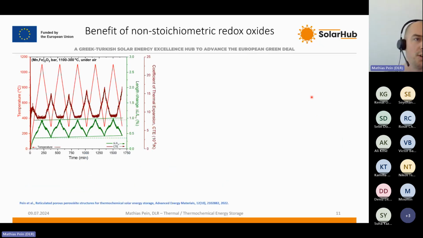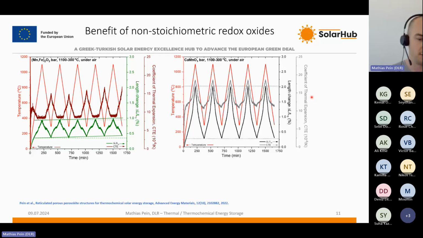And the same is also true for other stoichiometric redox oxides, such as manganese or iron oxide. Although having a lower expansion per cycle, they still suffer from the same issue. So eventually they will degrade much faster than non-stoichiometric oxides, such as calcium manganese oxide, which is a perovskite material, and I will introduce you to the material class of perovskites in just a couple of seconds. But I want to draw your attention to the length change here per cycle.